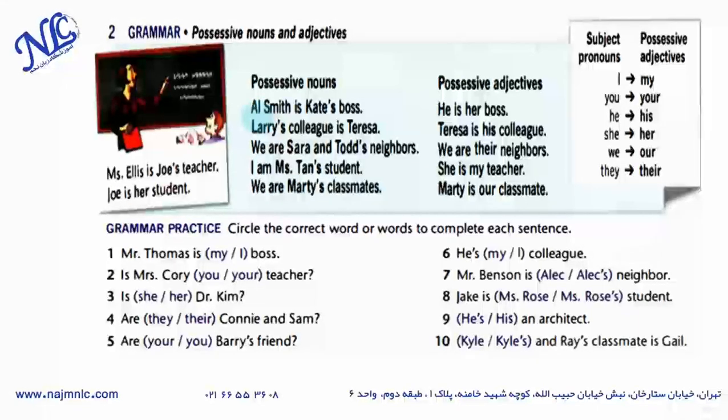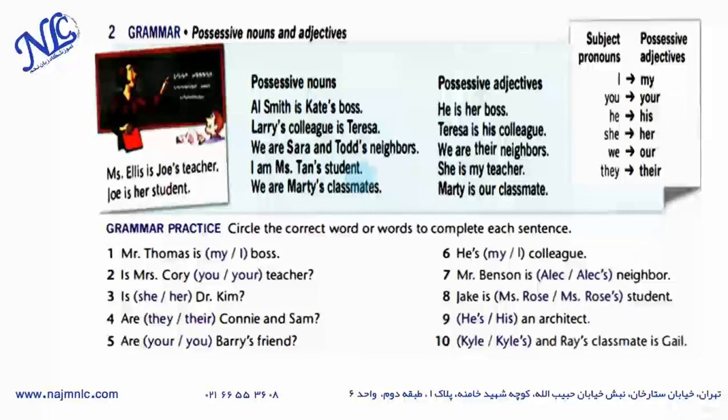Let's read the examples together. Al Smith is Kate's boss. Kate's boss. Larry's colleague is Teresa. We are Sarah and Todd's neighbors. Look, when we have more than one name, we add apostrophe S only to the last name. For example, Sarah, Ali, Todd, Max, only the last one, which is Max. Okay?